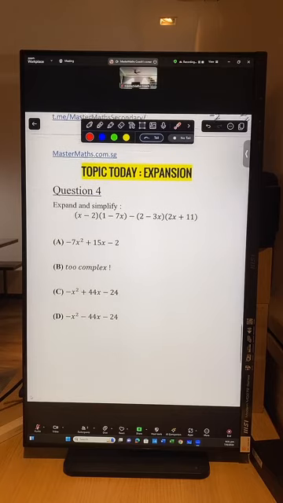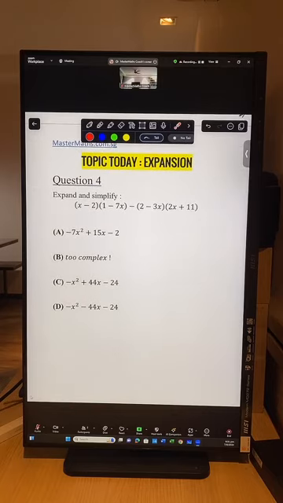Okay, expand and simplify, okay. So is it A, is it C, or is it D? Obviously, B is not an answer. B is just someone ranting. They cannot do it. They say it's complex.